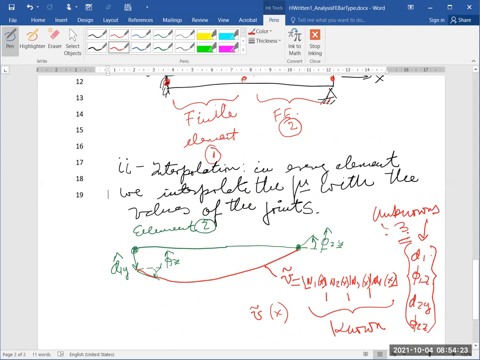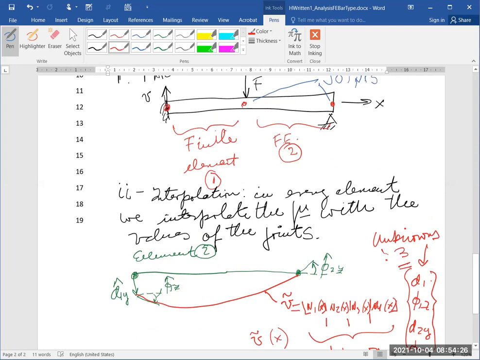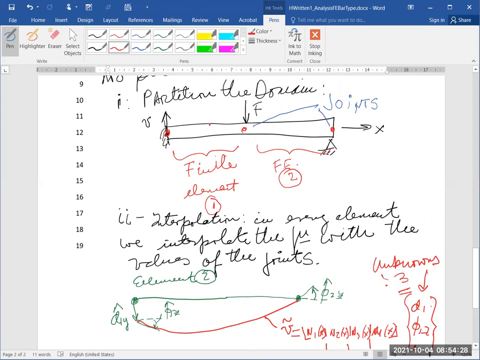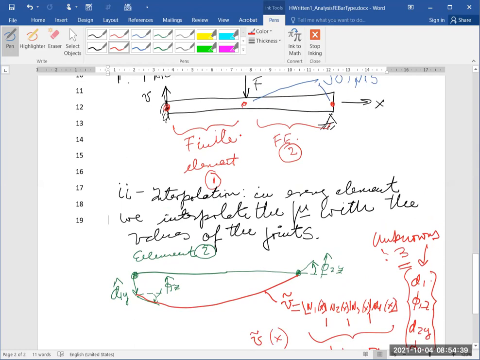Now you tell me, wait a minute, what happens with the first element? Yes, in the case of the first element, this one here, we also are going to have some unknowns. But in general, if we assume the interpolation, we can see that the unknowns in the finite element method are going to be, in general, the values at the joint, okay? But we have to complete this process. We have to specify what these functions are.